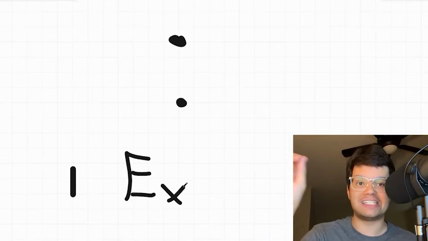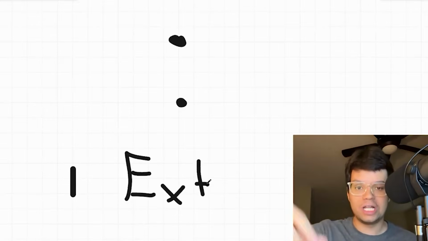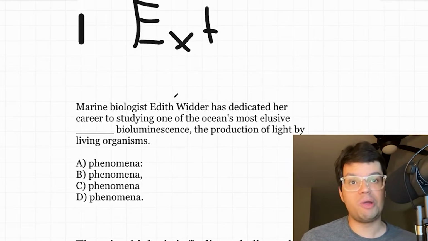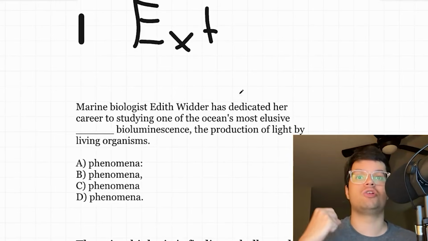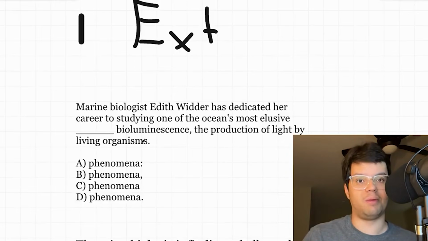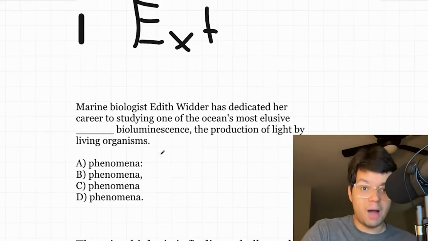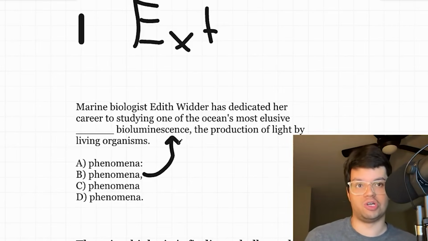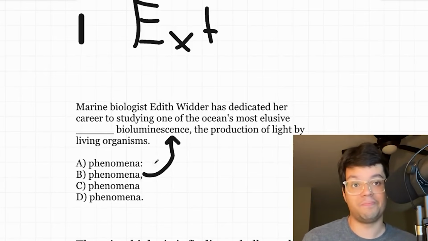Basically, this is when you have a sentence and then the part after the colon is an elaboration or essentially a continuation of what was said before. Here's an example of that. Marine biologist Edith Witter has dedicated her career to studying one of the ocean's most elusive phenomena: bioluminescence. So the phenomena that she's talking about is the bioluminescence. That's what we're referring to here. And then it says what that actually would be.